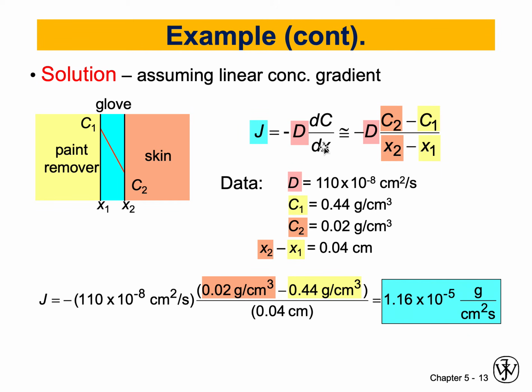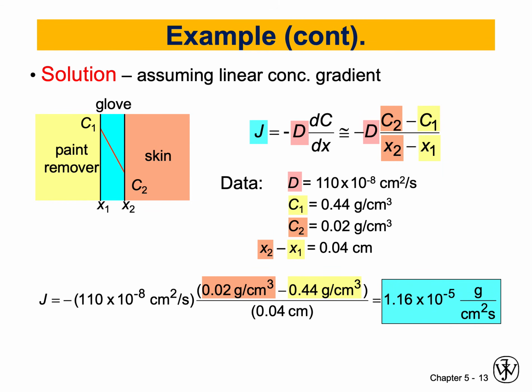This is the concentration gradient, dC over dx, and D is given. This is D, the diffusion coefficient of butyl rubber. Each material has its own diffusion coefficient, and this is given. We have the concentration on the skin minus the concentration outside, where we are using the paint remover, divided by the thickness, and this is the value that you're getting. Please note that this is gram per centimeter square second. You could convert this to other units and quantities.